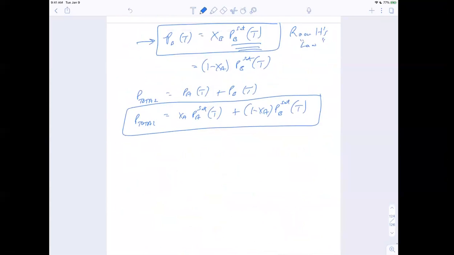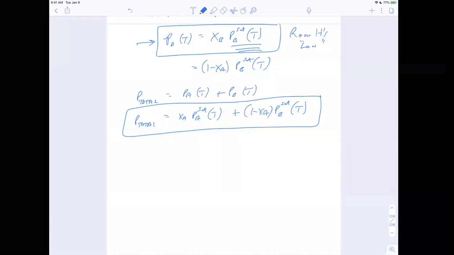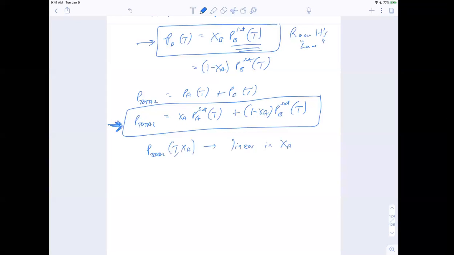In fact, if we choose x sub A, before we discuss y sub A, it seems that P total is linear in x sub A. And that's actually a good thing. It's linear, and lines are always good. So what we see from this expression is that P total is a function of x sub A. It's also a function of T, but we've specified T, so it becomes a function of x sub A, and we see that this is linear. That's always good when something turns out to be linear.